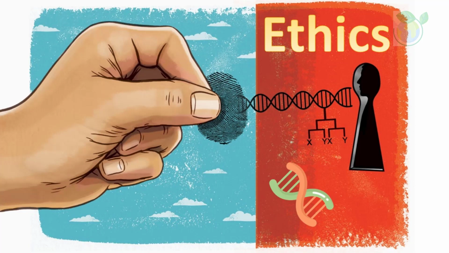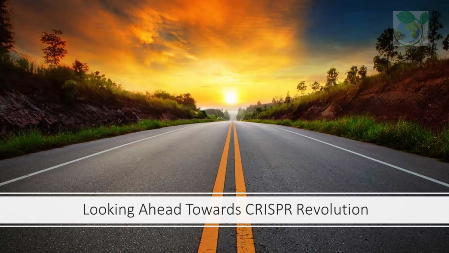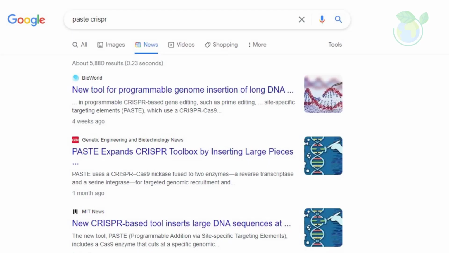However, changes made to germline cells or to the genes of an embryo could be passed down to future generations. This raises ethical issues, such as whether it would be acceptable to use this technology to enhance normal human traits, such as intelligence or physical abilities. Due to these ethical and safety concerns, germline cell and embryo genome editing are currently illegal in the United States and many other countries.